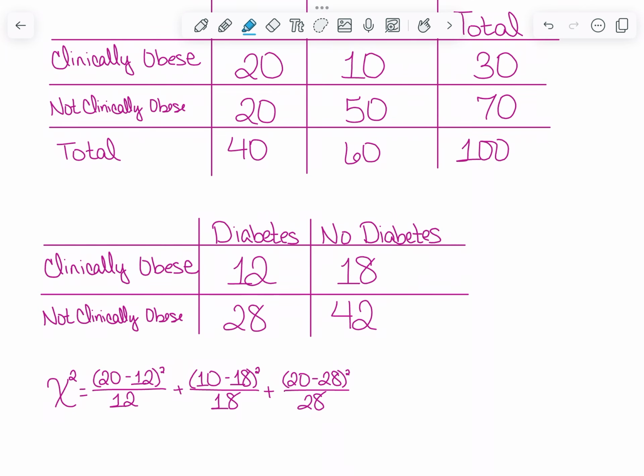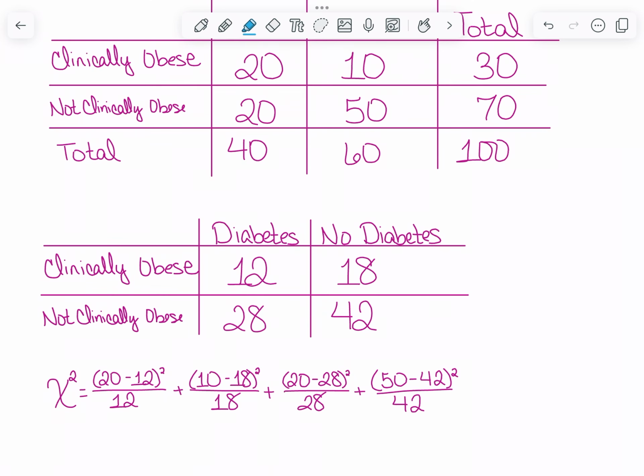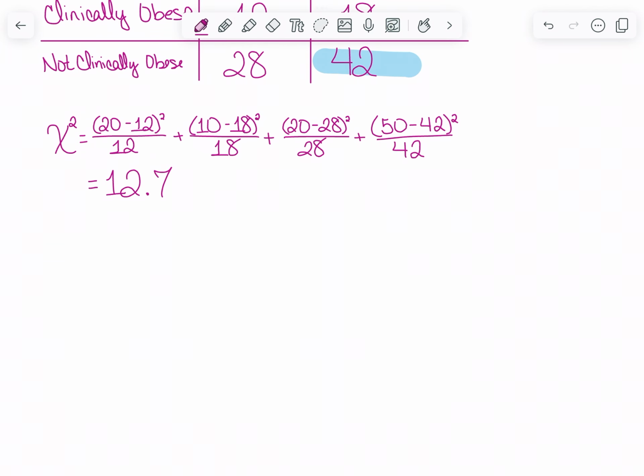Moving to the second row, I have my observed to be 20 and my expected to be 28. So 20 minus 28 squared divided by 28. Finally, we have our observed to be 50 and our expected to be 42. So 50 minus 42 squared divided by 42. Typing all of that into a calculator gives us a value of about 12.7. So that is going to be our test value.